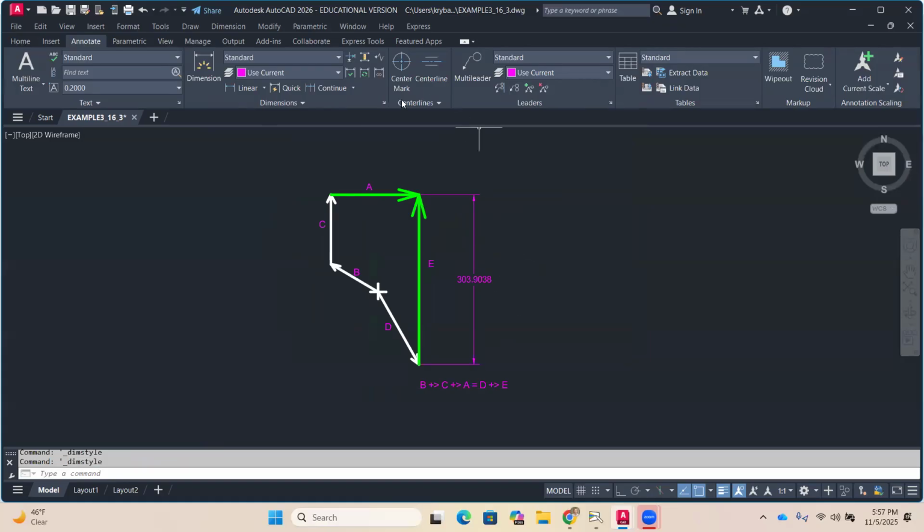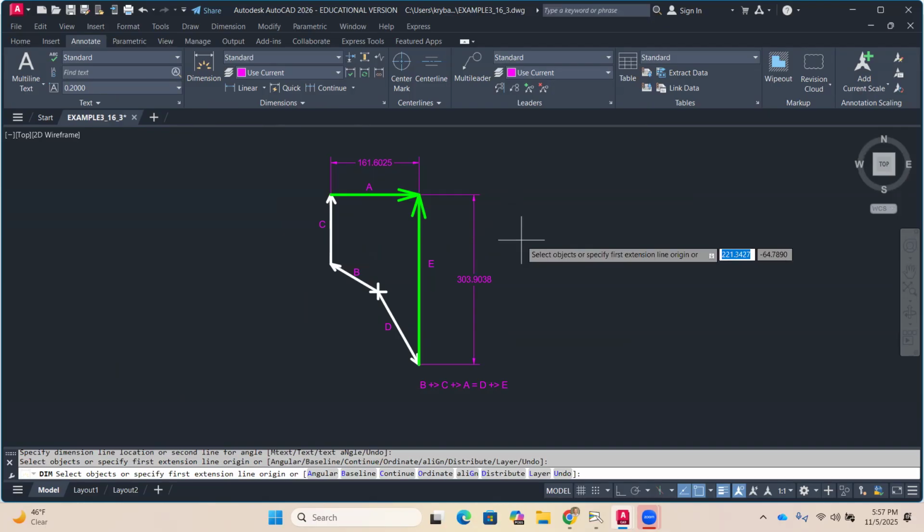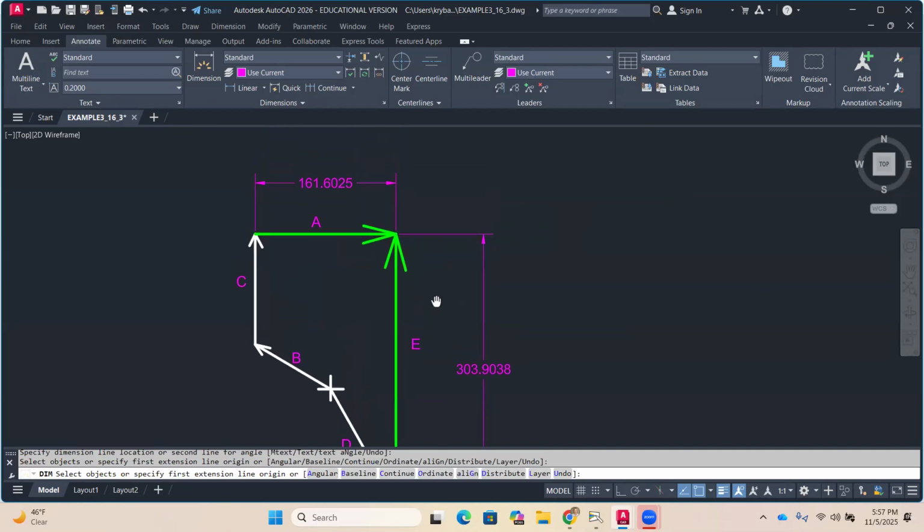Okay, so I got 303.9, and then I'm going to do another linear dimension here. And I get 161.6. Okay, so I'll kind of put these two here. So E is 304 and A is 161.